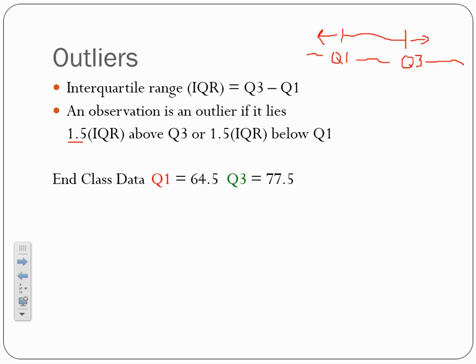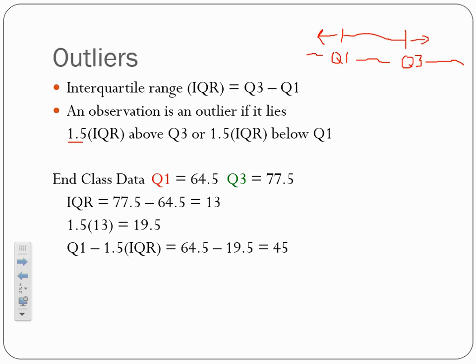So if we go back to the previous slide, where Q1 is 64.5 and Q3 is 77.5, the IQR there, you just do Q3 minus Q1, so it's similar to a range, except you're essentially finding the range of the quartiles, and then you multiply that by 1.5, and then that's basically going to be your buffer. So you're going to take this 19.5, you're going to subtract it from Q1, so you might call this the lower bound for outliers.